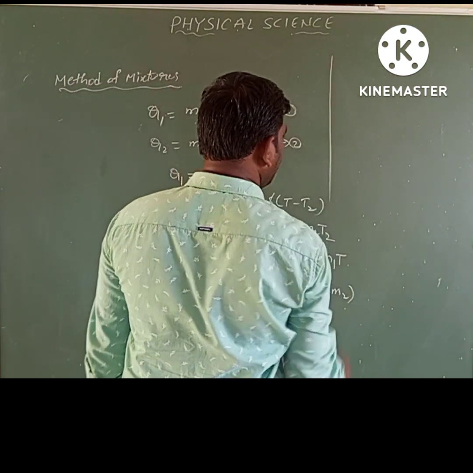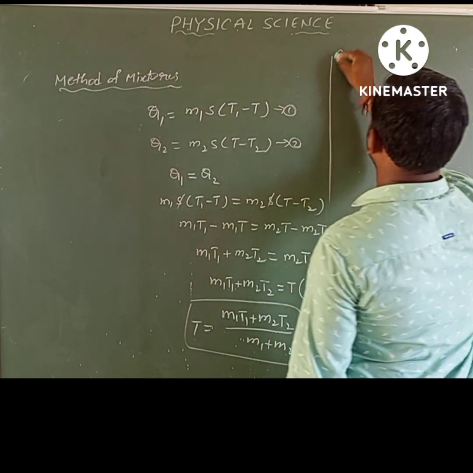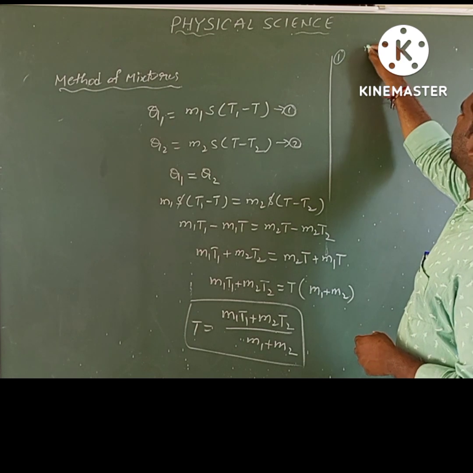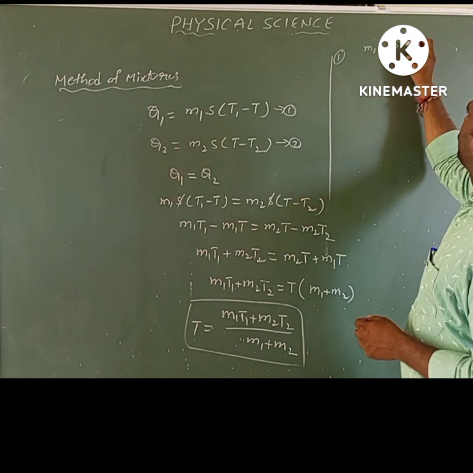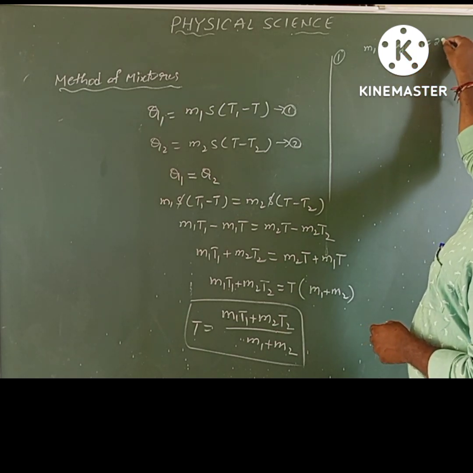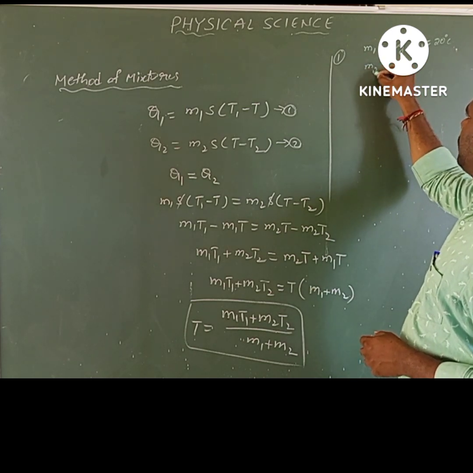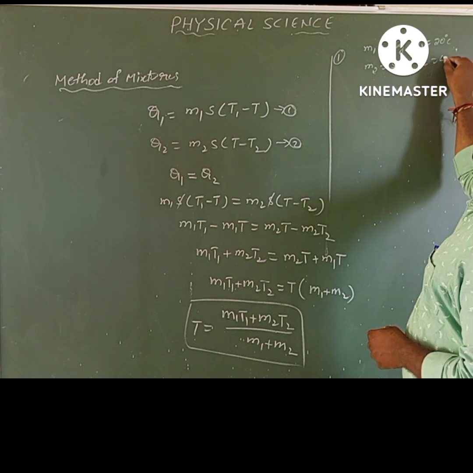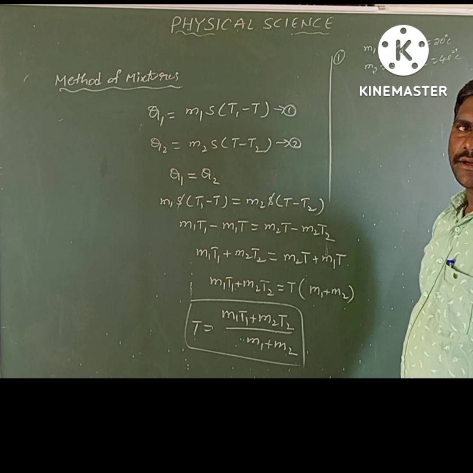Suppose here we can take one problem. So the example problem is: a body's mass is 50 grams and temperature T1 is equal to 20 degrees Celsius, and it is poured into another beaker whose mass is the same 50 grams and temperature is 40 degrees. Then find the final temperature.